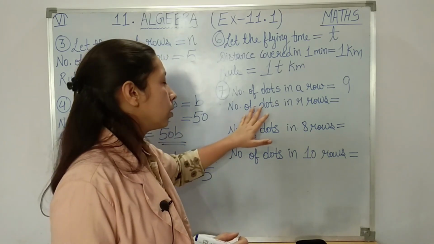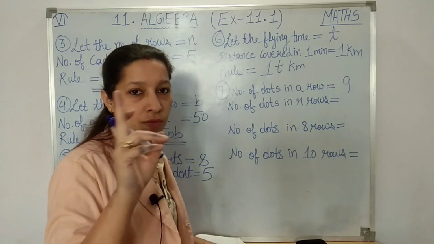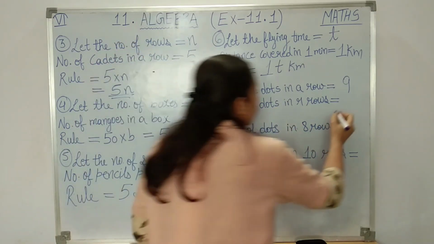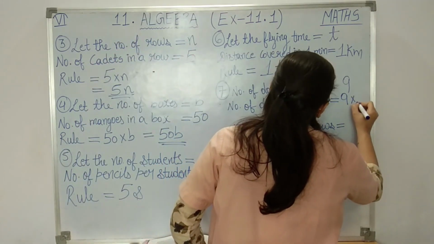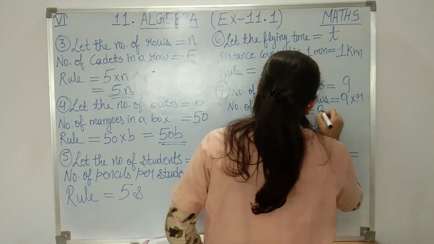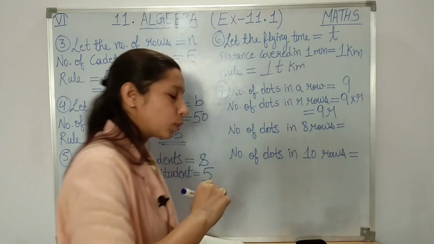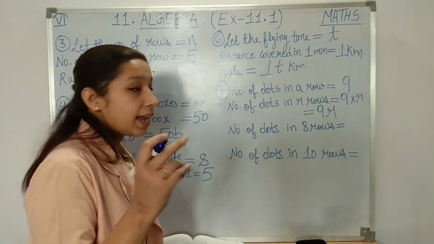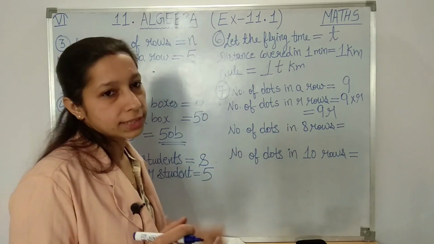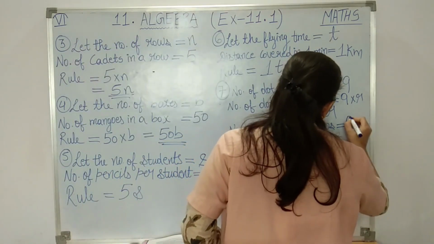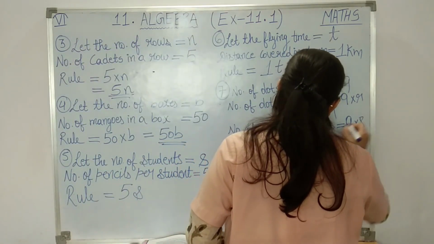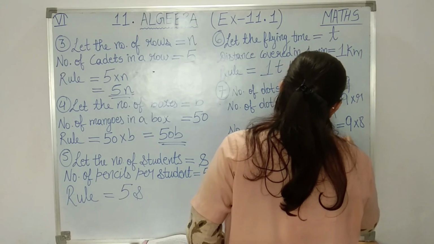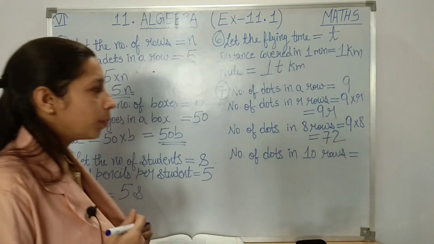So if number of dots in R rows, in one row 9 dots, in R rows 9 into R, what are we going to get? We will get 9R, isn't it, students? Then it is further asked how many dots are there if there are 8 rows. So number of dots in 8 rows, in one row 9 dots, so in 8 rows we are going to multiply, 9 8s are 72. 72 dots will be there.